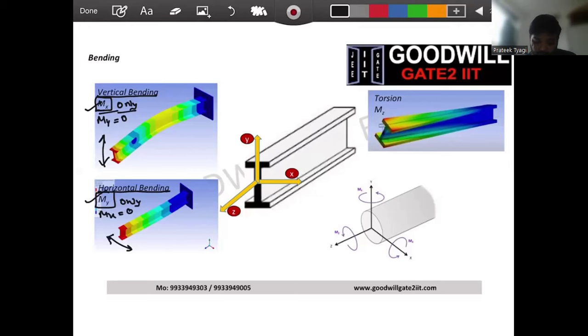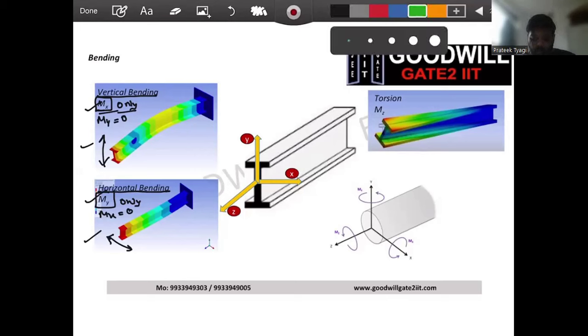But if you do both these things together, that means you apply horizontal bending and you apply vertical bending together in one shot. Now my question to you people is, you have applied both Mx and My. What do you expect? Your beam will go up and down, guys, or your beam will go left and right, or something else? What do you people expect?